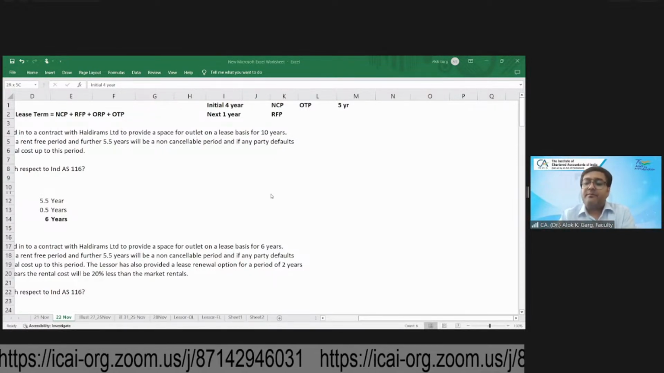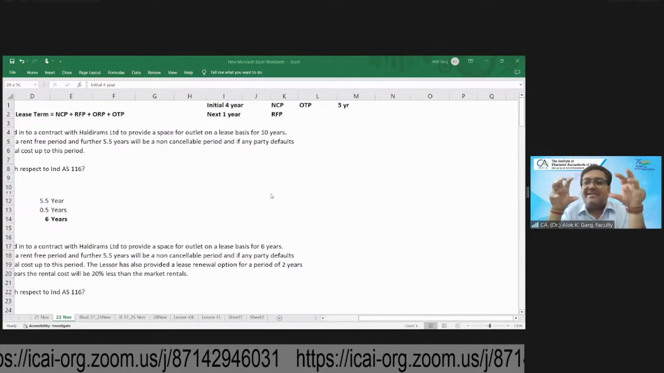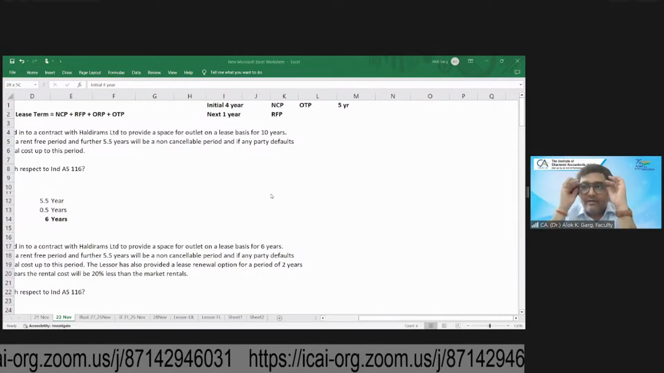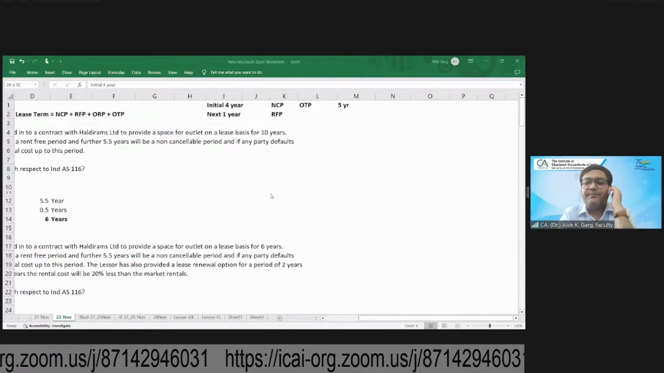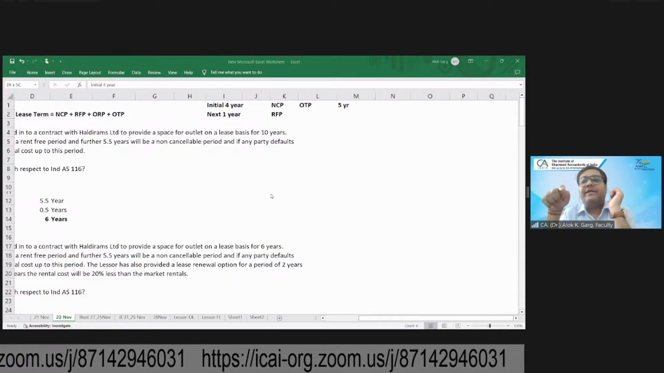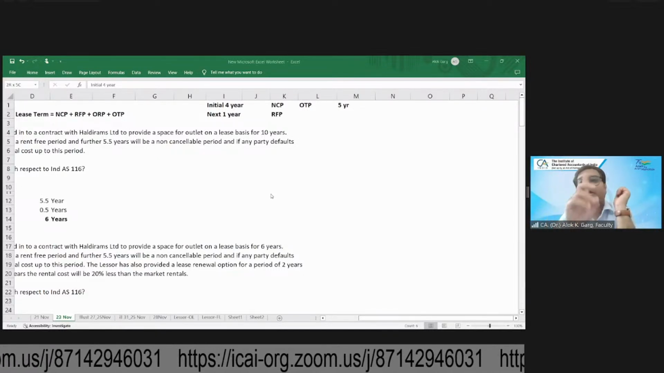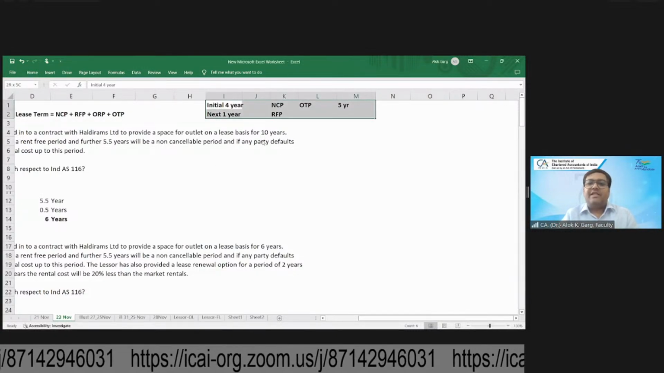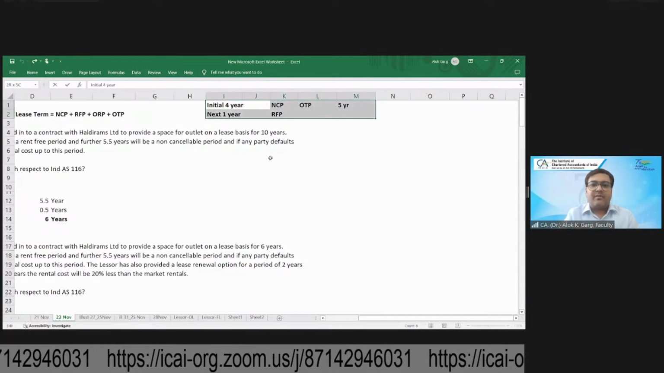So friends, lease term is equal to non-cancelable period plus rent-free period plus optional renewal period if the lessee is reasonably certain to renew, plus optional termination period if the lessee is reasonably certain not to terminate, right? So now we will discuss this with the help of 2-3 examples.